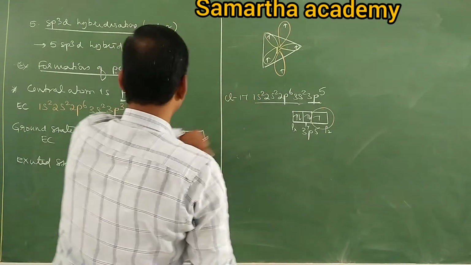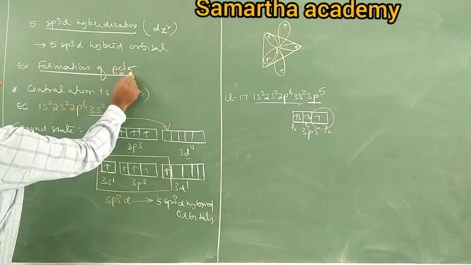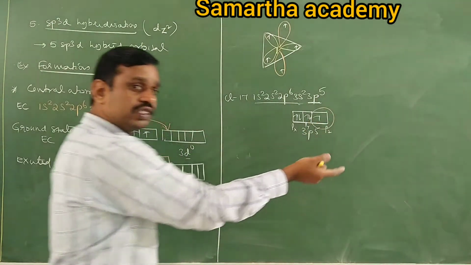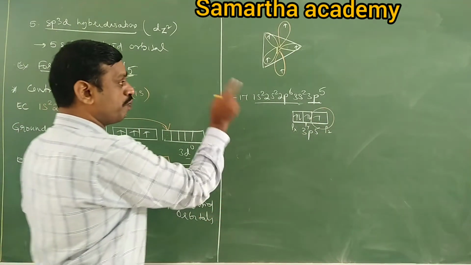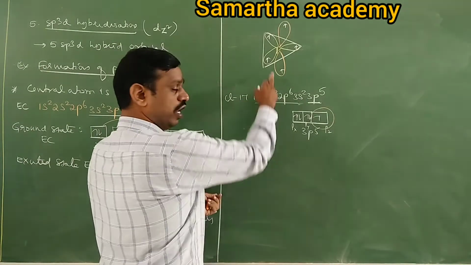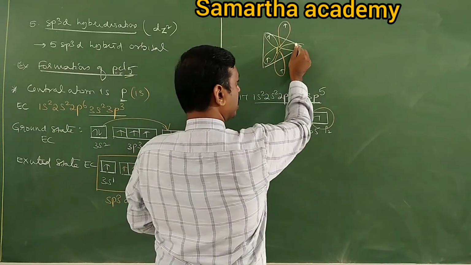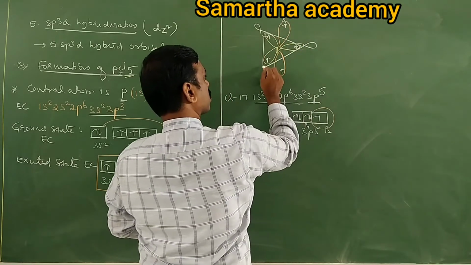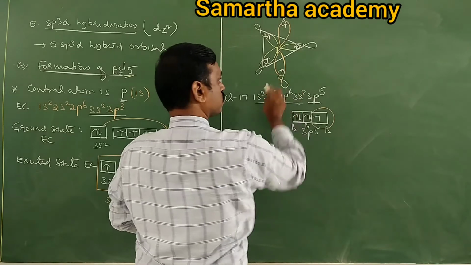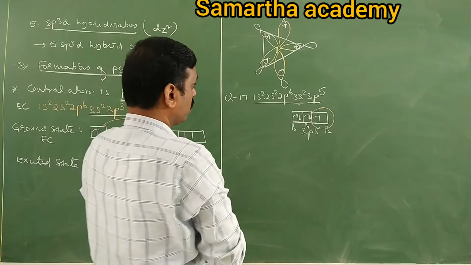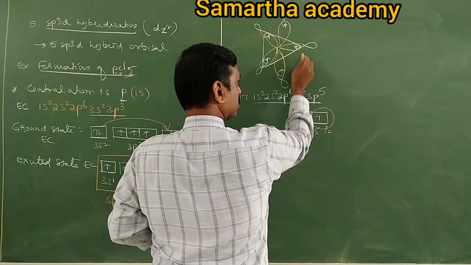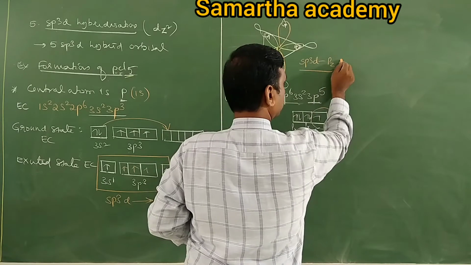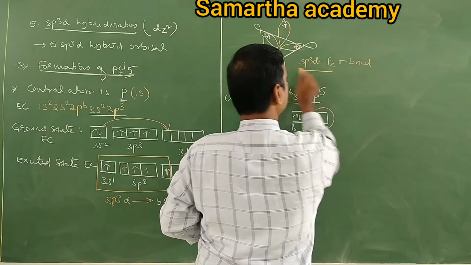Then how many chlorine are there here? There are 5 chlorine. Therefore, 1 chlorine has 1 pz, 5 chlorine have 5 pz. Therefore, 5 pz orbitals of 5 chlorine overlap with 5 sp3d hybrid orbitals, like this. So all are axial overlapping. Now here, which kind of bond takes place? There is an sp3d and pz sigma bond. How many? There are 5.